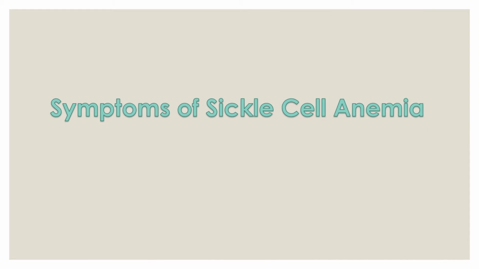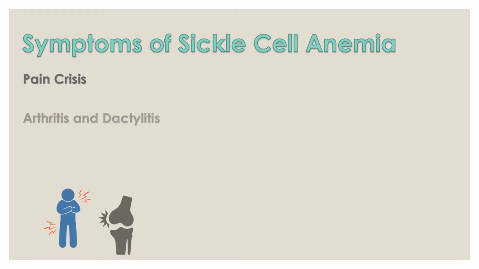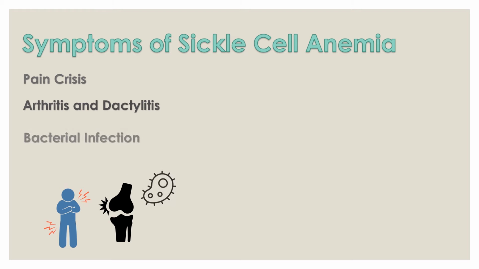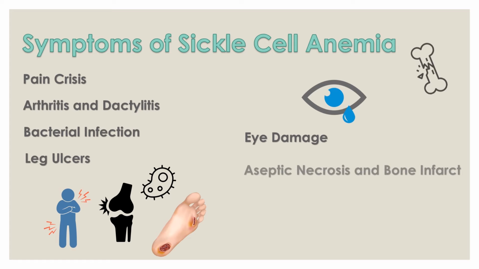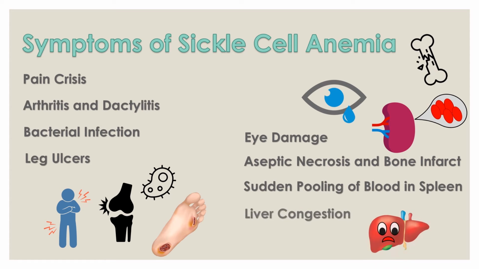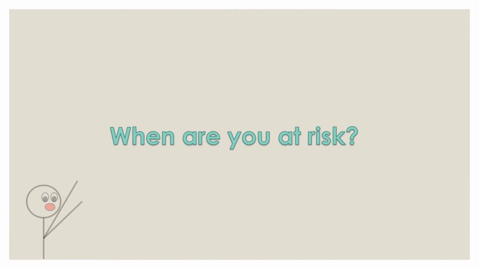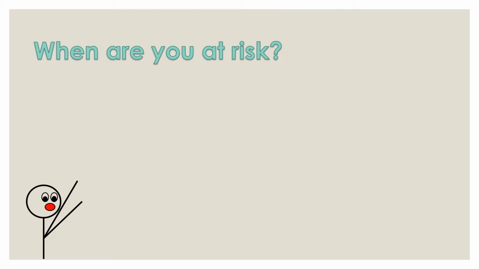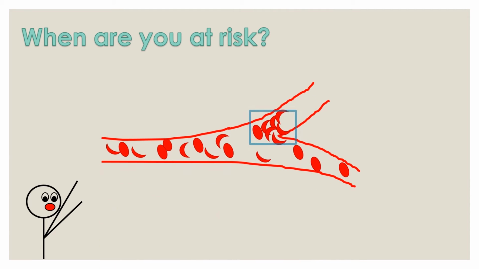The symptoms of sickle cell anemia may include pain crisis, arthritis, dactylitis, bacterial infections, leg ulcers, eye damage, avascular necrosis and bone infarcts, sudden pooling of blood in the spleen, and liver congestion. When a person has sudden attacks of severe pain due to lack of oxygen, this can be because of sickle-shaped cells that can stick on the vessel walls, causing a blockage. They may also stop blood flow.